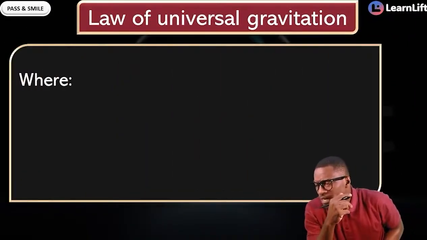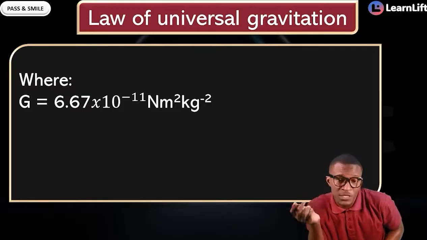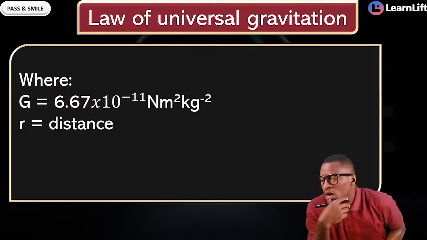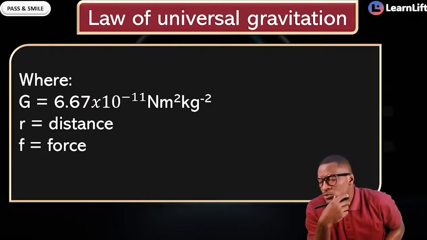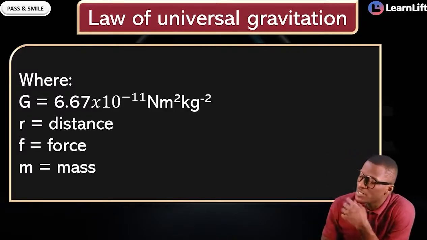Well, let's bring out the parameters where your G is going to be 6.67 × 10⁻¹¹, your R is equal to distance, your F is equal to the force, and M is equal to the mass. Everybody, don't forget the formula.